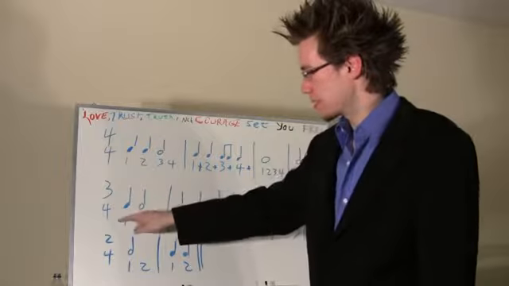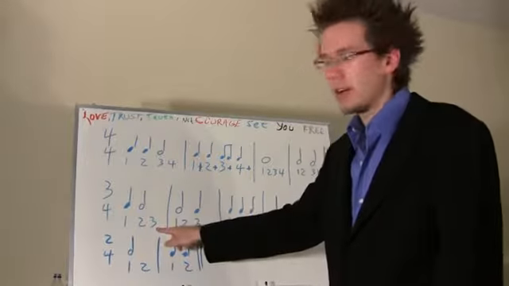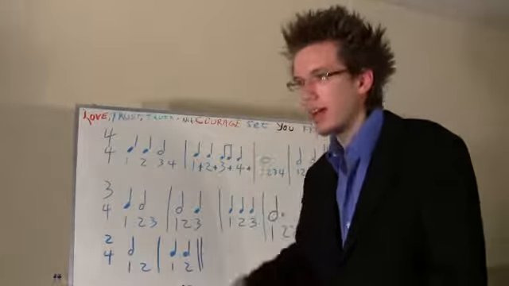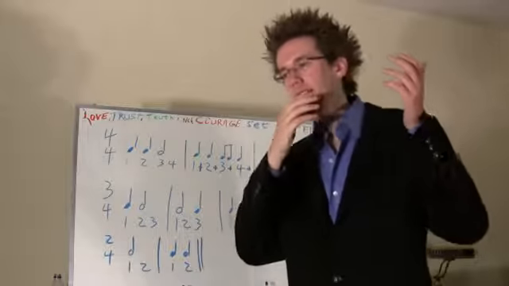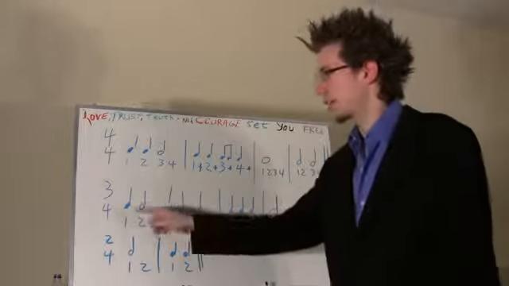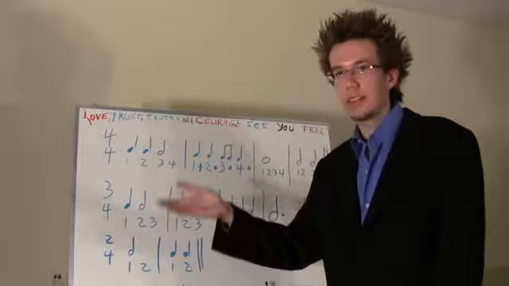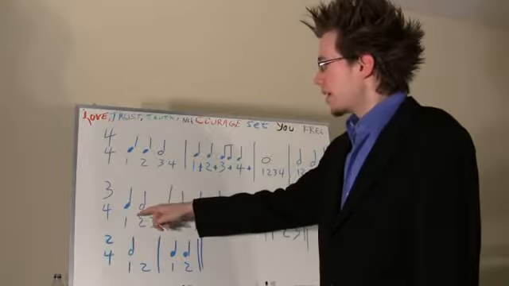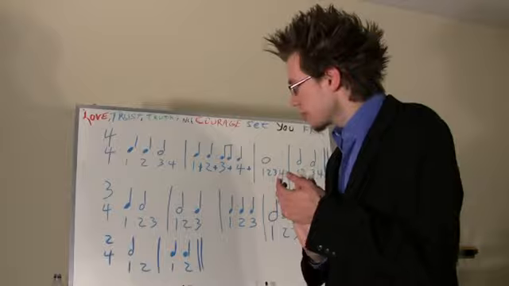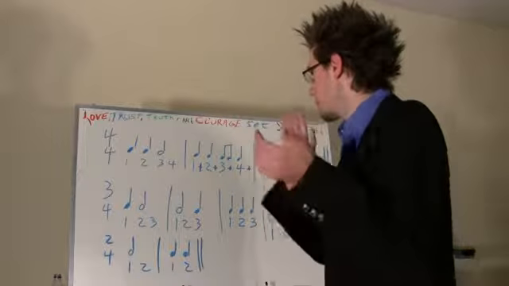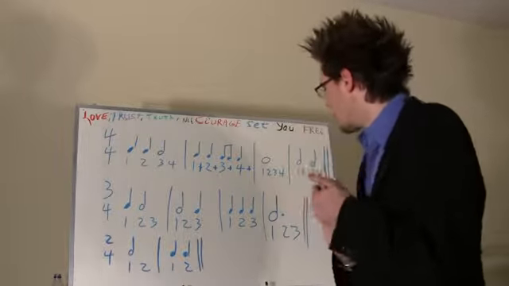So the downbeat is on the 1, and then the next 2 are weak beats. So it goes da dun dun, da dun dun, like that. That's the 1. So you go 1, 2, 3. 1, 2, 3. 1, 2, 3.